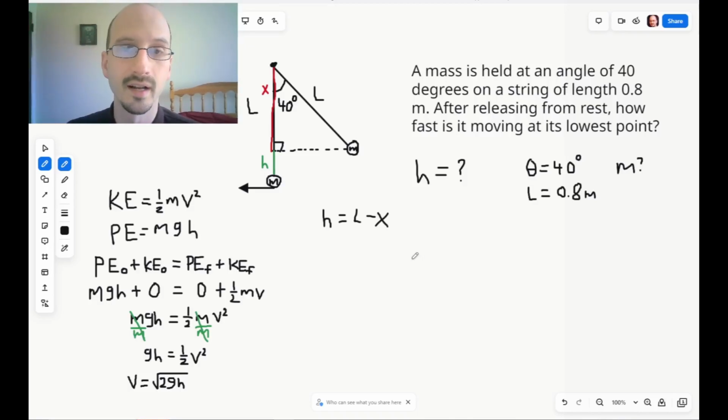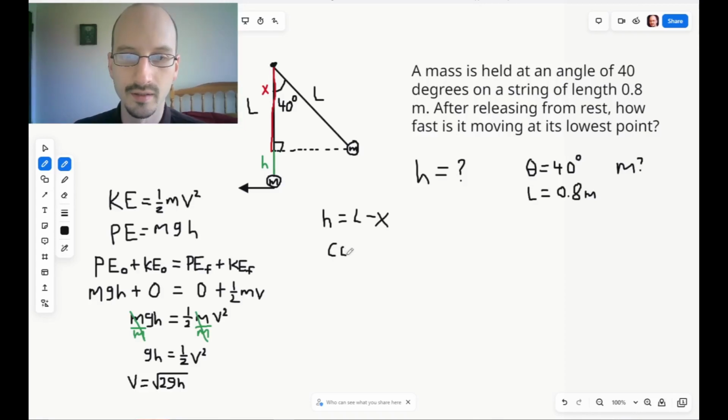Well, now we have to find out what x is. x is the adjacent side of the triangle, and L, in addition to being the vertical distance of the string, is also the full distance of the string as the hypotenuse of the triangle. You remember SOHCAHTOA, sine, cosine, and tangent?